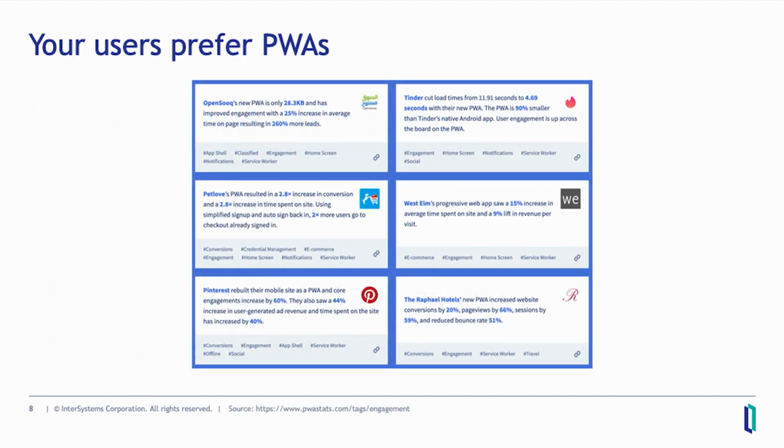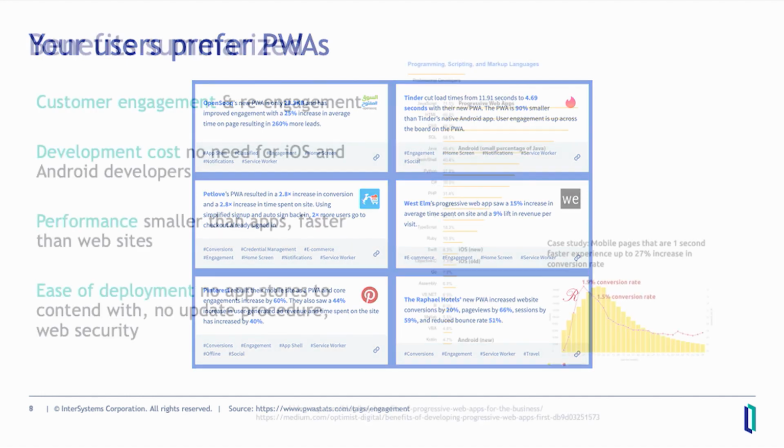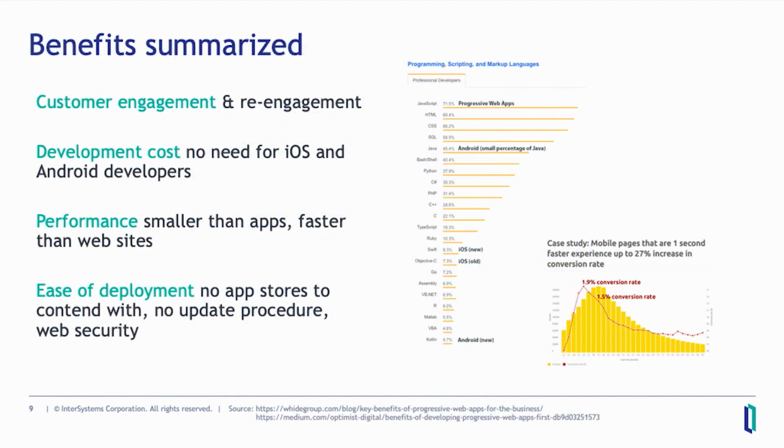So here are some success stories. I can't see it on my screen that well, but some of the biggest retailers, at least, have already moved to PWAs. West Elm, Pinterest, Tinder, Etsy have found that PWAs are much more successful than their native apps, which is a big testament to the technology. But I think the most important point for us is that you don't need a specialized development staff.